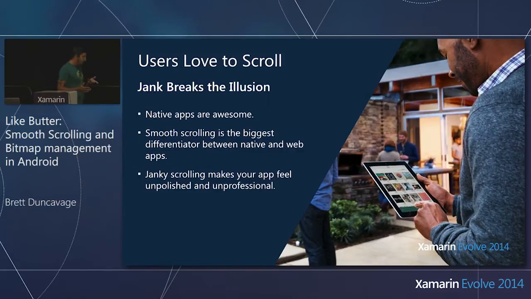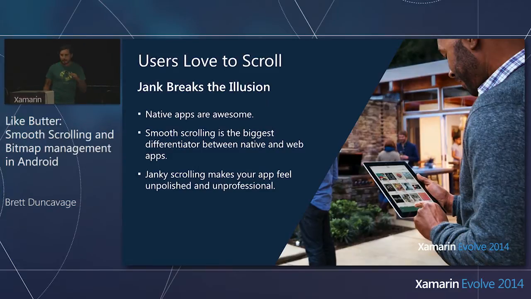But first, why is scrolling important? Because users love to scroll. Think about what app you've used that's not a game that didn't have some level of scrolling in it. It's the way that you're going to display a potentially infinite list of items to the user, and it's largely the main interaction the user has. So we should make sure that we don't have any jank, because it breaks the illusion.